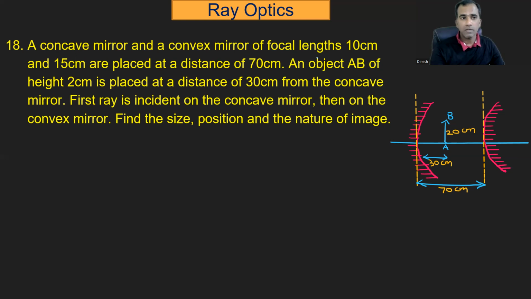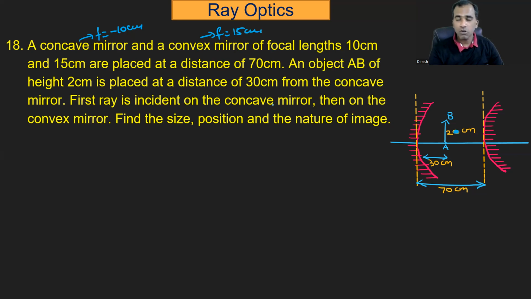A concave mirror and a convex mirror with focal lengths 10 centimeters and 15 centimeters. The concave mirror has a focal length of minus 10 centimeters. The convex mirror has a focal length that is positive, plus 15 centimeters. They are placed at a distance of 70 centimeters. An object AB of height 2 centimeters, it's written as 20 by mistake, is placed at a distance of 30 centimeters from the concave mirror.